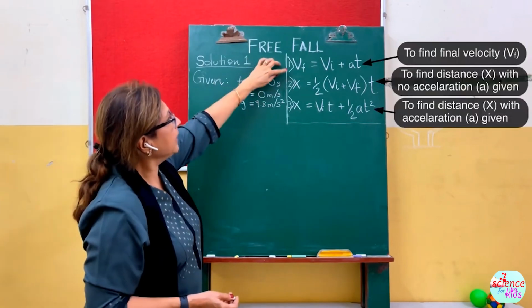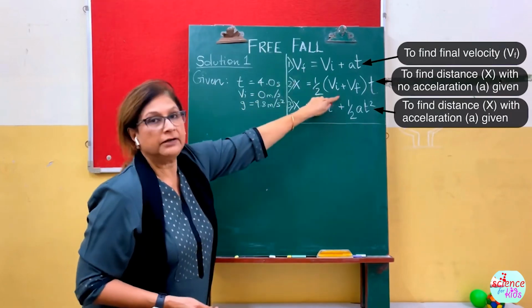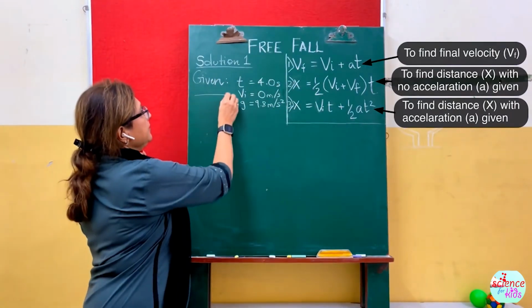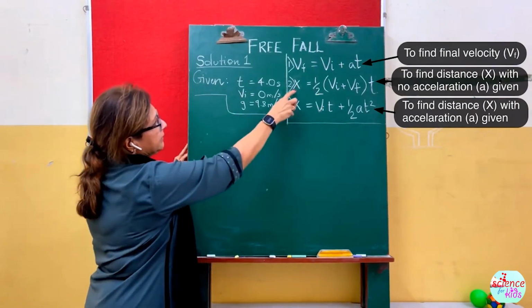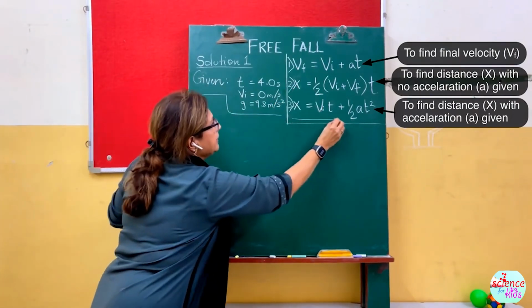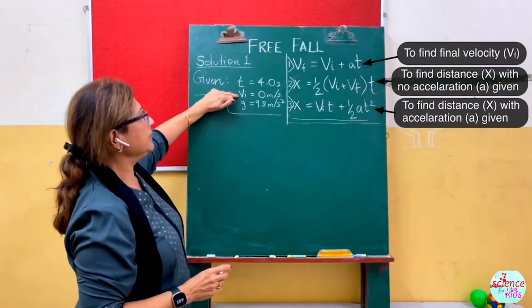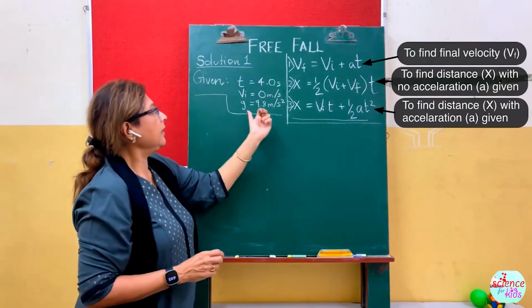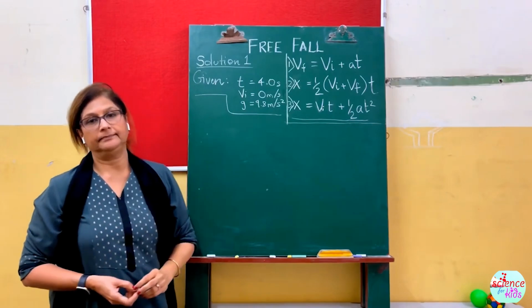Now equation 1 and equation 2 need the final velocity, which is not given in our information here. So we cannot use the first one, we cannot use the second one, but the third one we definitely can use. Why? Because they have given the initial velocity, they have given the time, and we already know what the acceleration due to gravity is.